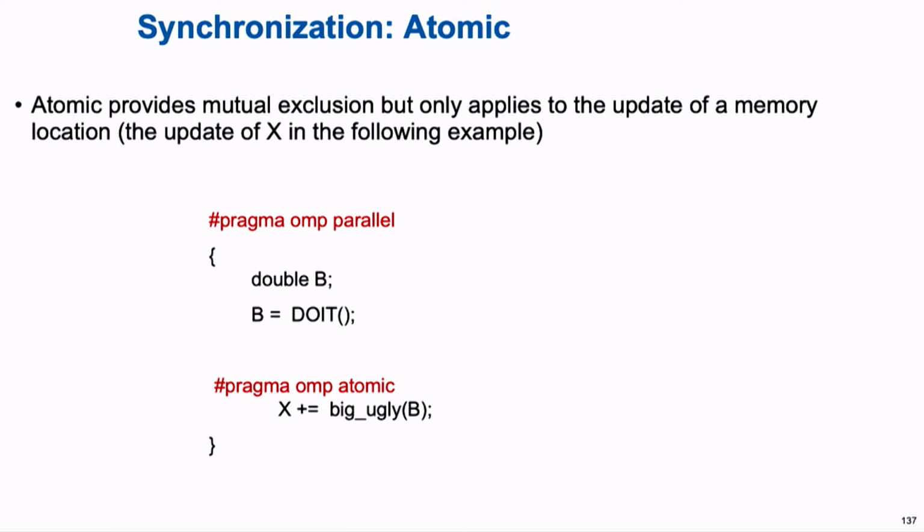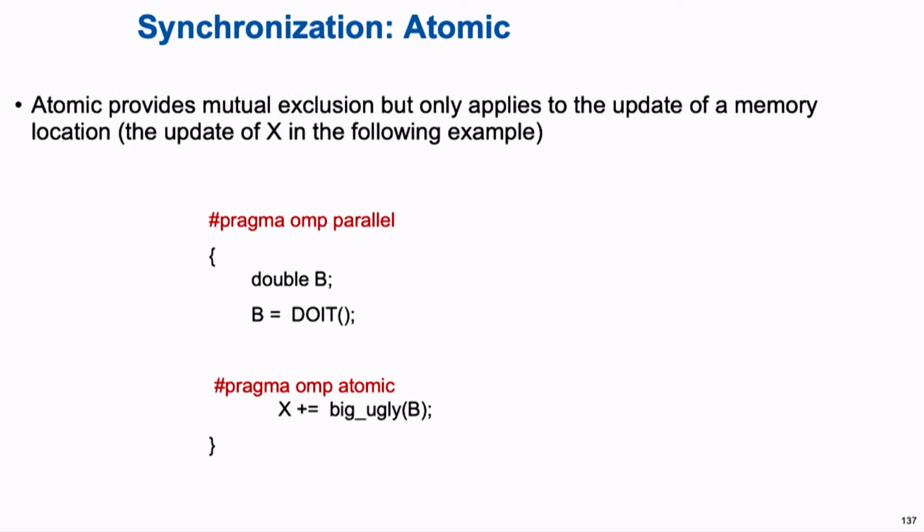So look at this code right here. Pragma OMP parallel. I'm going to create this private variable B. I'm going to call a function that's going to return B. And then I'm going to do some big ugly thing to compute and park the result that I'm going to accumulate in X. And I'm going to put an atomic there. Kind of looks like a critical, doesn't it? Actually, not. Atomic is much lighter weight.